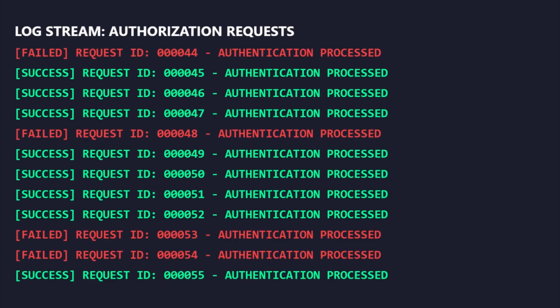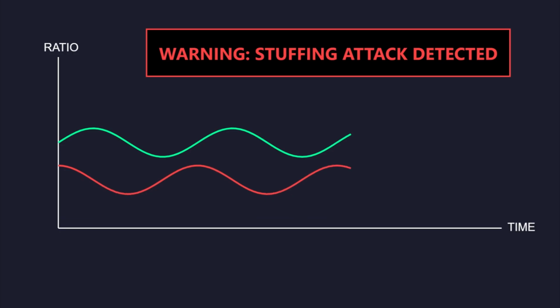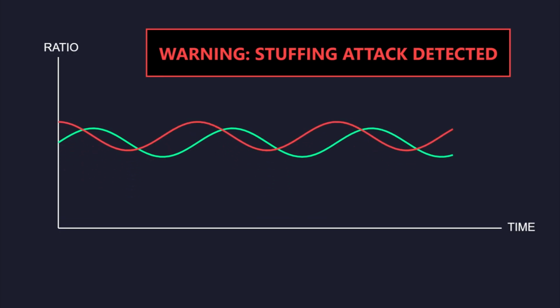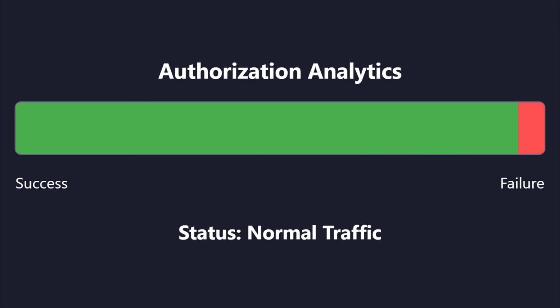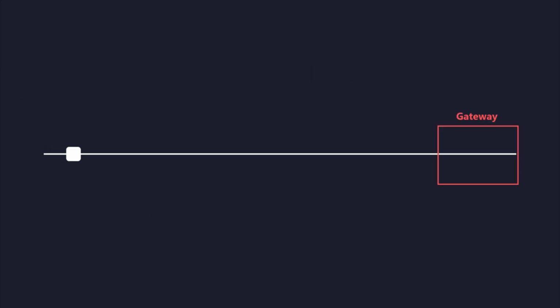Stream your payment request logs to an analytics engine in real time. Visualizing the ratio of failed to successful authorizations per minute provides an immediate warning sign of an ongoing stuffing attack. Legitimate checkouts typically have high success rates. If your system suddenly experiences a 90% failure rate on credit card authorizations, it indicates that a bot is cycling through a list of invalid credentials.